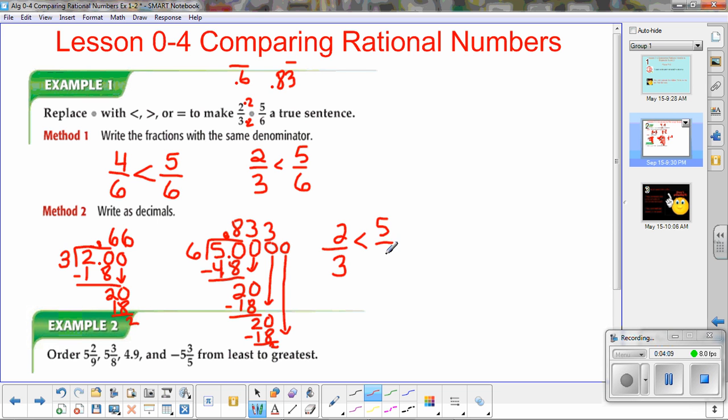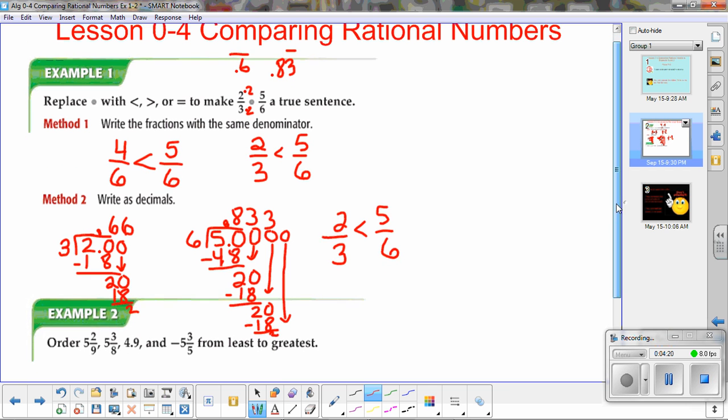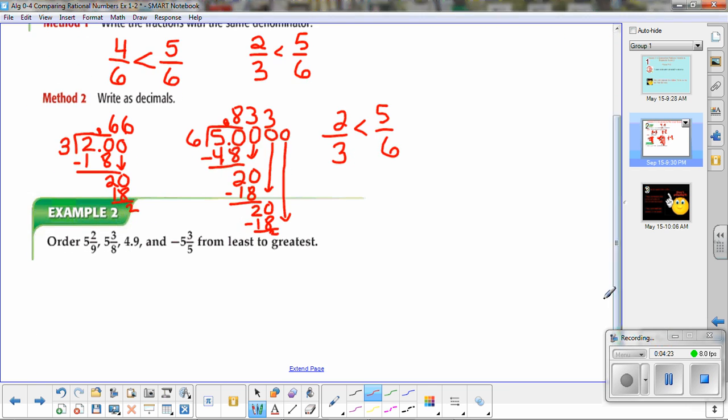When you work on your homework for this lesson, you can do it either way. You can get common denominators for your fractions, or you can use long division to change them into decimals. The second example has you taking a list of numbers and putting them in order from least to greatest. Again, you could get a common denominator for all of these, but that might get a little bit tricky and cumbersome, especially without a calculator. Or you can change all of them to decimals.